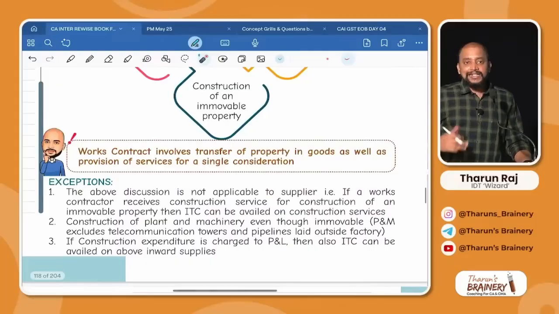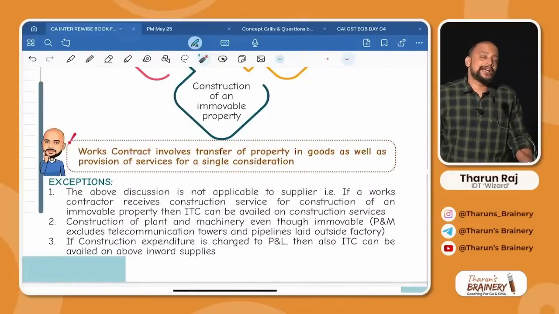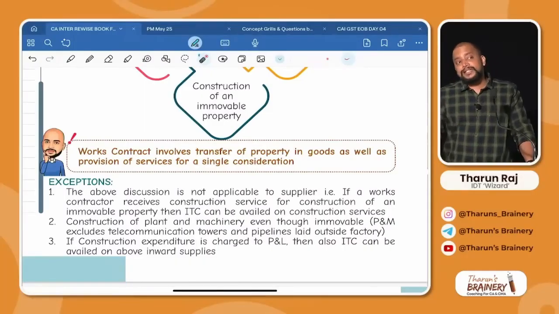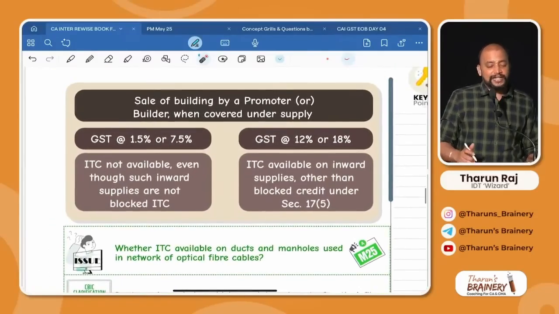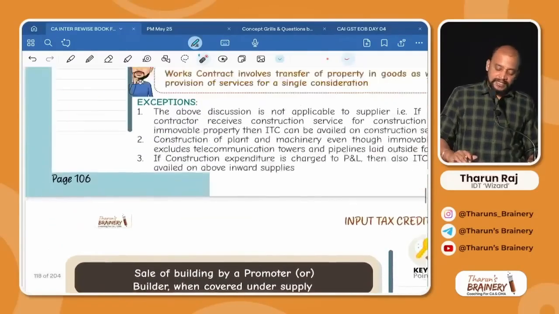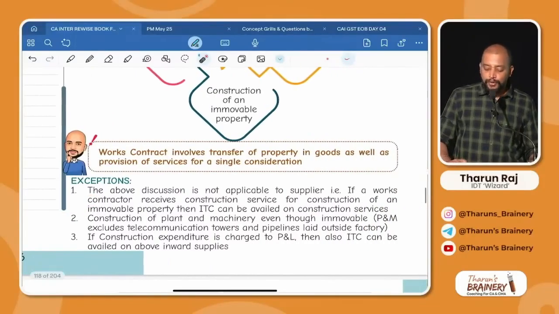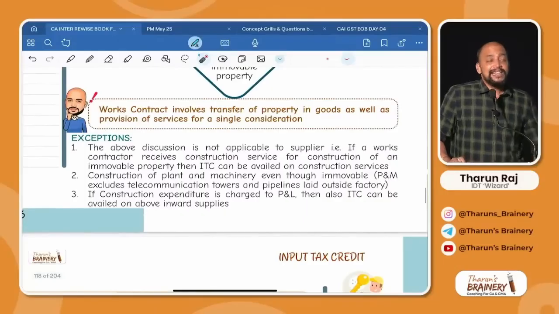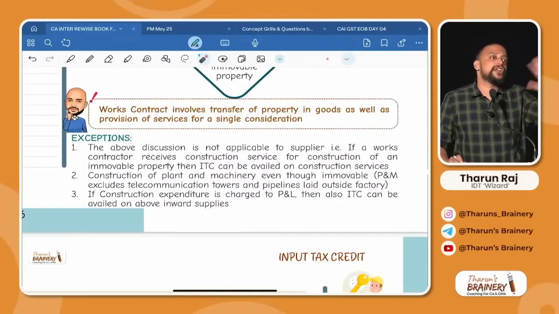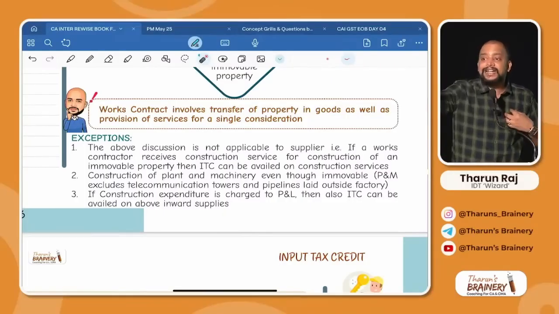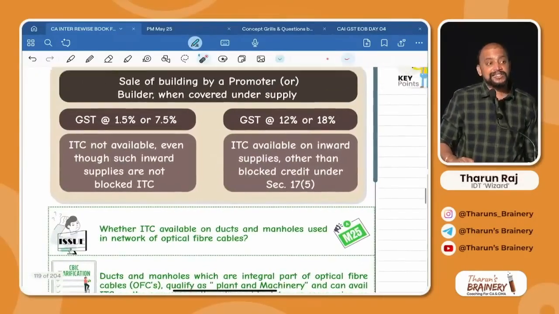Now, generally a supplier can take ITC, that is, a builder can take ITC, correct? But there is one more condition. If the builder's outward supply is at 1.5% or 7.5%, then they cannot take ITC on their inward supply. This is the first exception related point. First exception says, if the promoter or builder or a contractor is purchasing the goods or receiving the service, they can take ITC, because it is not for their construction, they are purchasing it for their client.